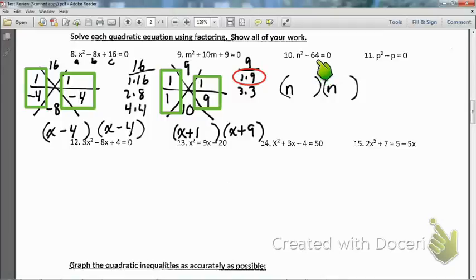What times itself gives me 64? That's going to be 8 times 8. One's got to be plus, one's got to be minus, because I need 8 times 8 to equal negative 64, and the only way to do that is 1 positive, 1 negative. Also, I've just realized that I goofed over here and wrote x's when I should have written m's.